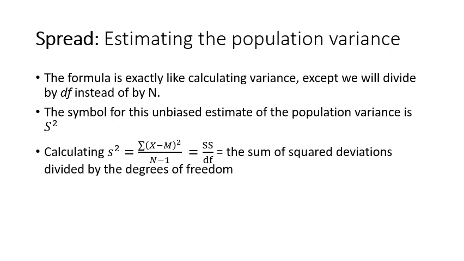Now, the symbol, by the way, for what we call the unbiased estimate of the population variance, is just this uppercase italicized s squared. And of course, you can already guess that the symbol for the standard deviation for this unbiased estimate of population standard deviation is just the s without the squared.